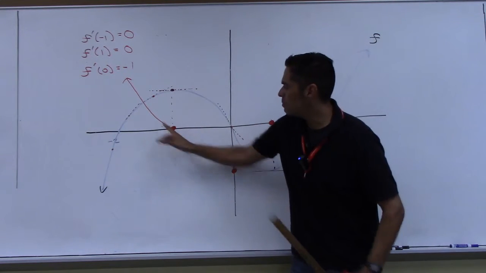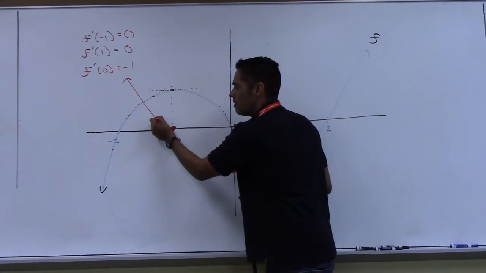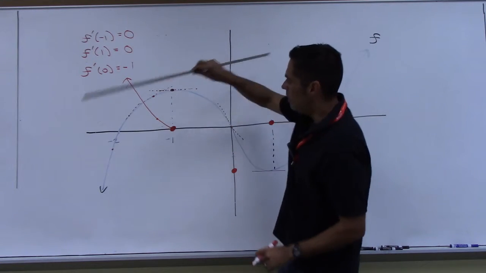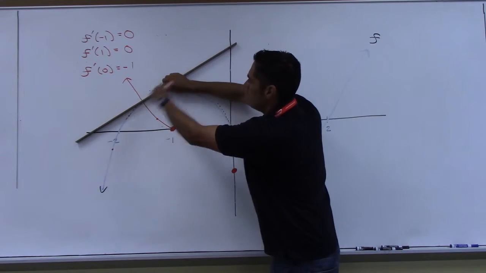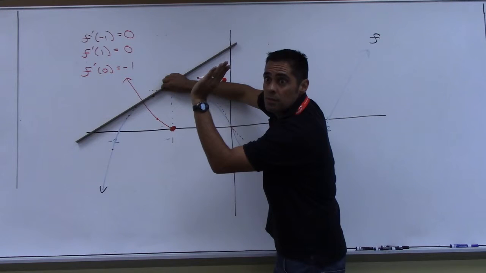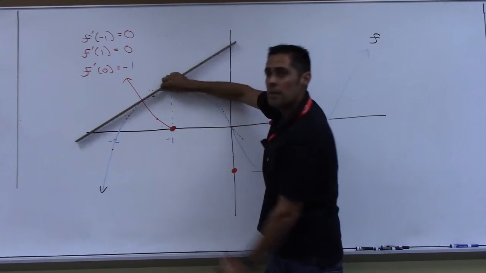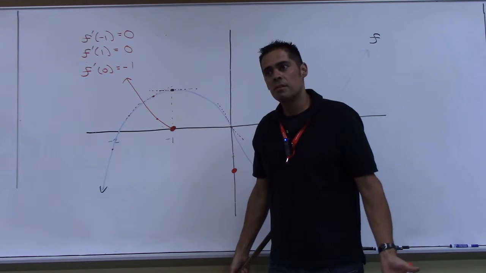So this point right here is a positive number, right? And I would say it's about whatever that slope is. I'm eyeballing this.